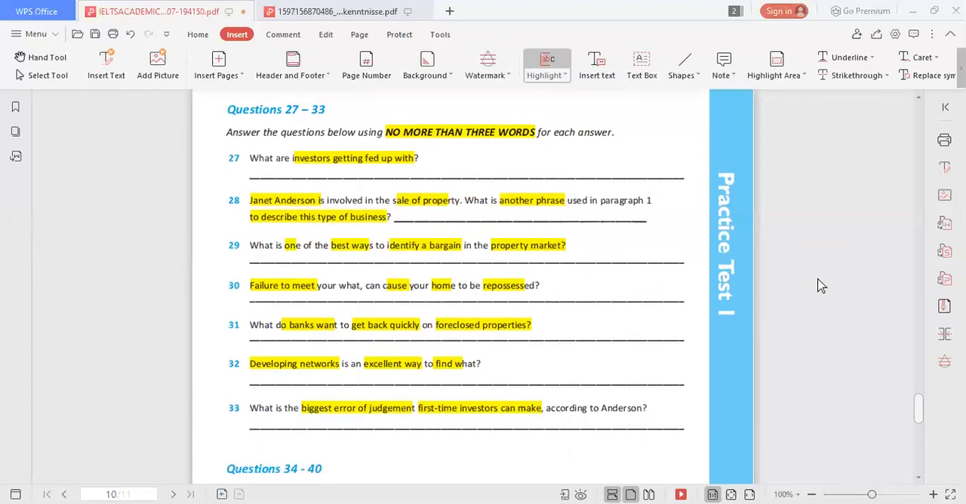28, Janet Anderson is involved in the sale of property. So obviously Janet Anderson is involved in the sale of property. What is another phrase used in paragraph 1 to describe this type of business? Okay, so I've highlighted the keywords for you. And we will go to the text and see where it starts to talk about the real estate agent, Janet Anderson, the sale of property. What is another phrase for the sale of property?